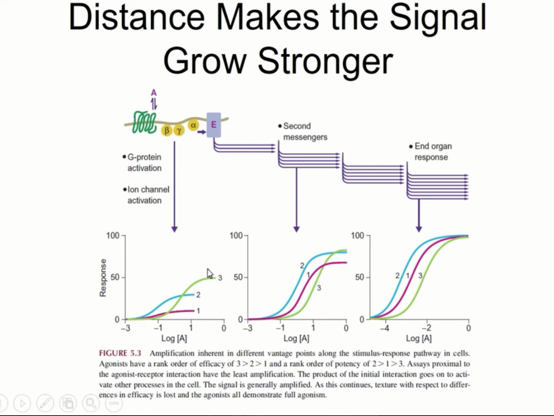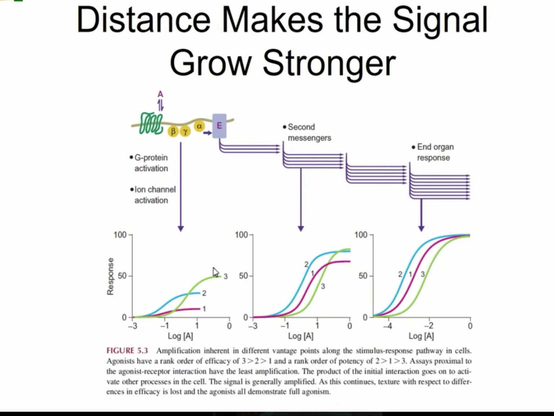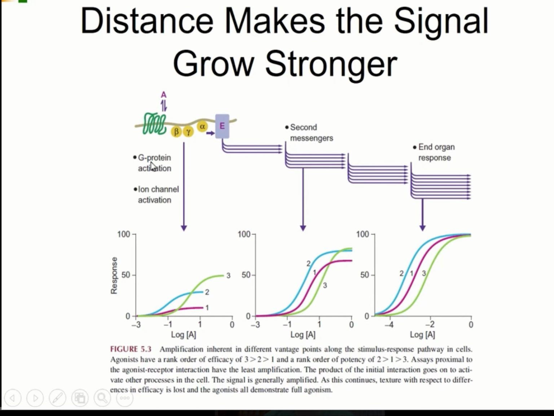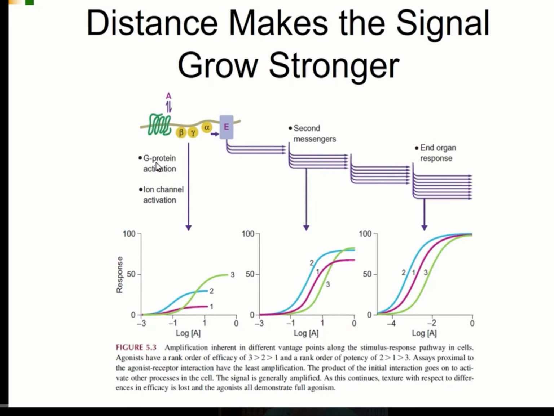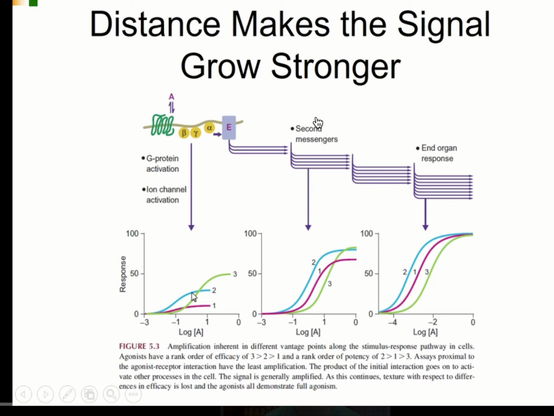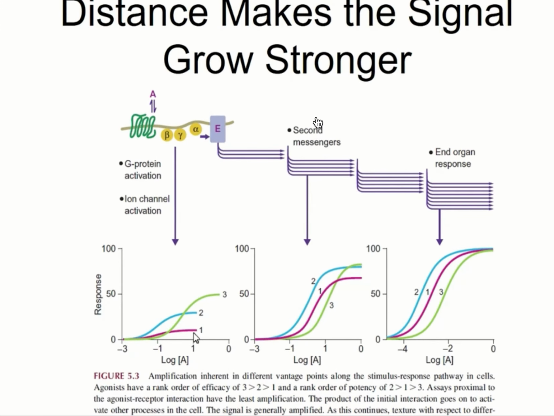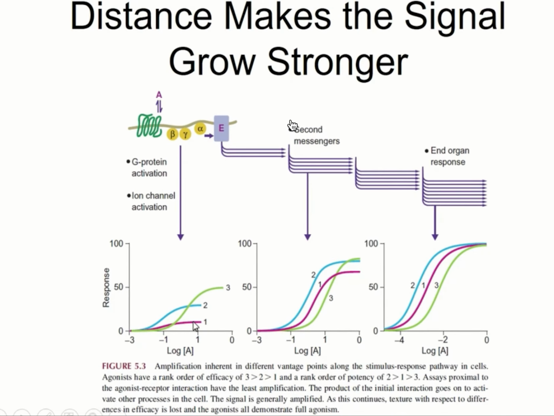So our first assay is going to look at G protein activation, or you can think of it as activation of an ion channel. It is right after the ligand binding event. And so we see that all 3 compounds have different efficacies. 3 is most efficacious, 1 is least efficacious, and they have different potencies. While 3 is the most efficacious, it is actually the least potent.